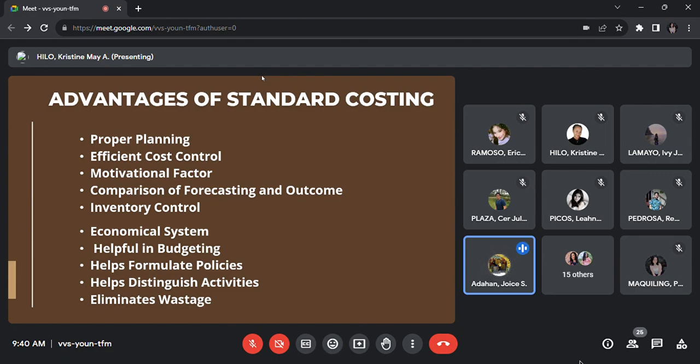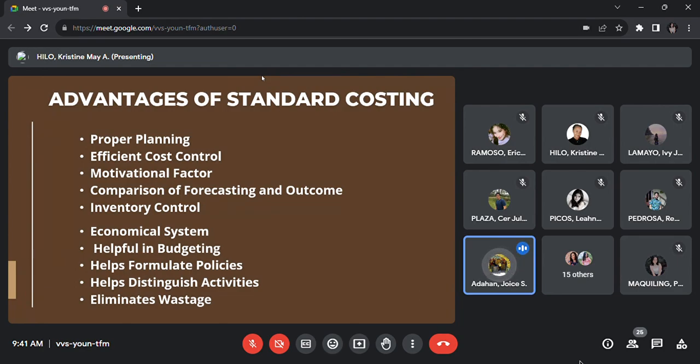Economical system. Economical system, a means by which societies or governments organize and distribute available resources, services, and goods across a geographic region or country. Next is helpful in budgeting. In budgeting, a budget helps create financial stability and allows you to create a spending plan for your money.